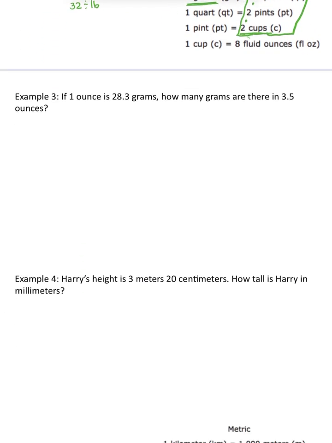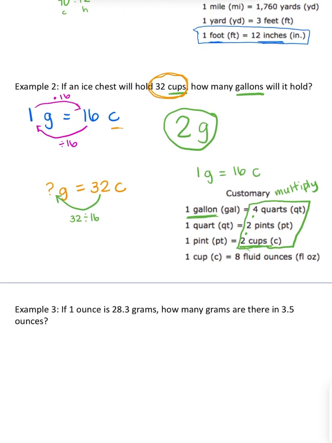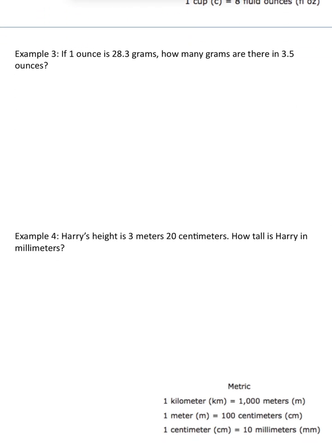All right, example 3. If 1 ounce is 28.3 grams, how many grams are there in 3.5 ounces? So in this situation, I already have 1, 2, 3 numbers, okay? And the other ones, I only had 1 number in each question. That's why I had to use a star chart. In this one, they already told me my situation. 1 ounce is 28.3 grams.